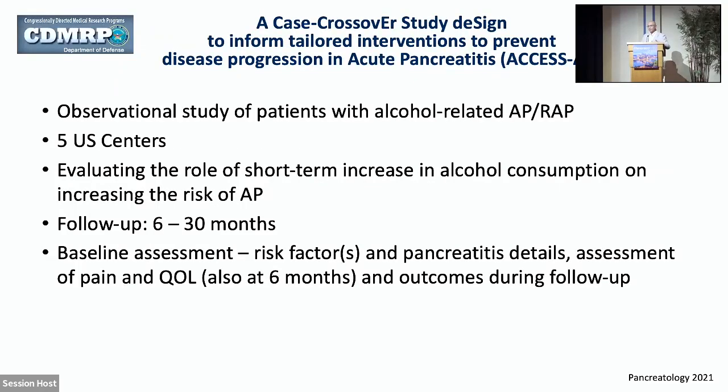Another example is a study that is funded by the DoD called Access AP, which is a select group of patients with acute and recurrent acute pancreatitis with alcohol etiology. These patients are also being followed, and we will be able to understand what happens during the natural course of these patients, and also whether they had behavior modification or not in terms of referral for alcohol rehab. Did they complete it or not? Did they get treatment or not? So that's going to be helpful.